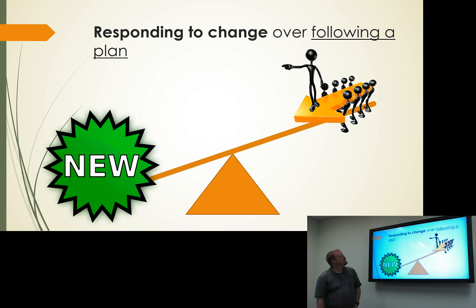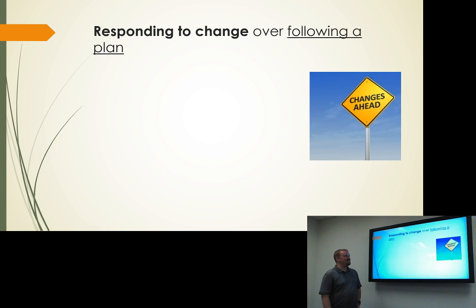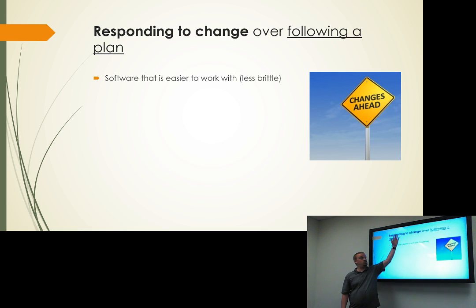So, responding to change over following a plan. If we were able to respond to change, and that was our emphasis, more than just following a plan that we previously devised, what would that look like? What would be the benefits of that? Well, software would be made that is easier to work with because it's less brittle. If our code could respond to change, then it would be easier for us to work with and make changes, right? If we were able to respond to change, then we would have better time management.